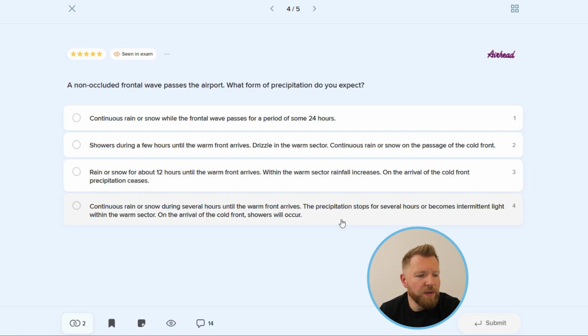Or continuous rain or snow during several hours until the warm front arrives. The precipitation stops for several hours or becomes intermittent light within the warm sector. On the arrival of the cold front, showers will occur.